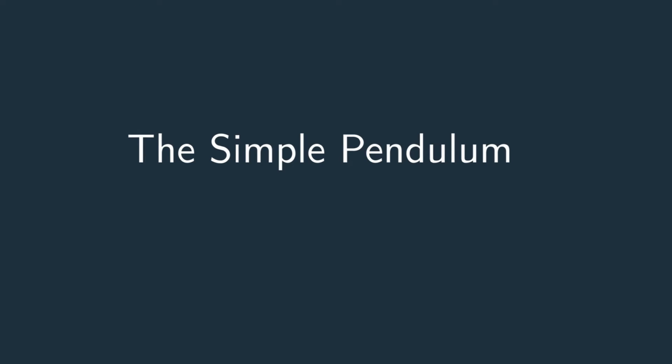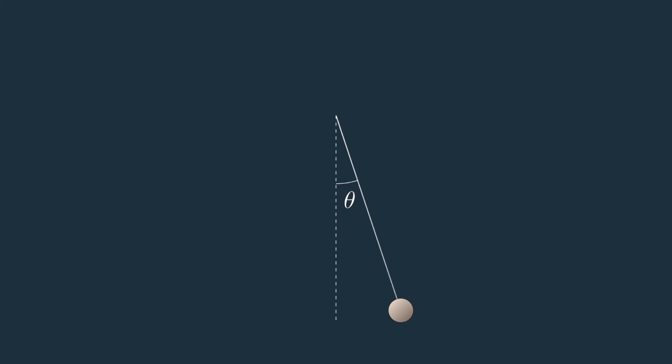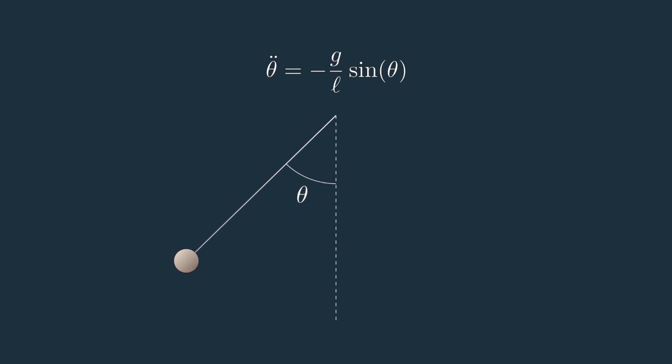Let's now move on to a second example, this time from physics. This is the simple pendulum, and the dynamics is given by this second order differential equation.